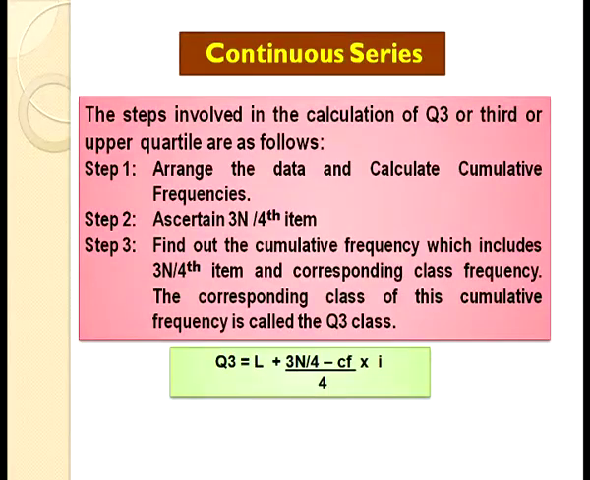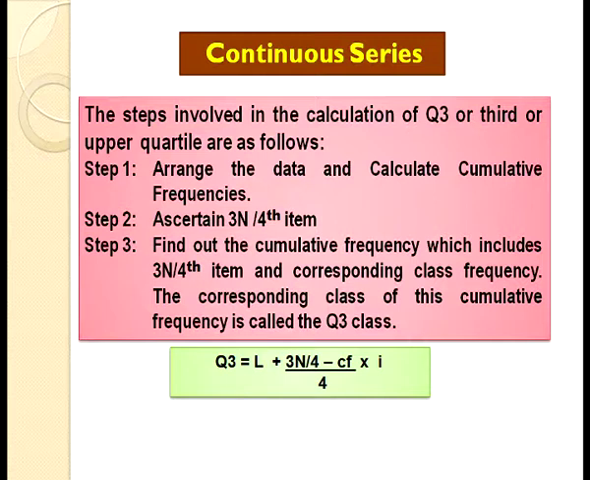Now for Q3 also the same steps apply. We need to arrange the data and find the cumulative frequencies. In step 2, only a little change is there. Here for Q3 we multiply by 3, and it comes to 3 into n by 4th item. For step 3, what are we going to do? We are going to find out the cumulative frequency.